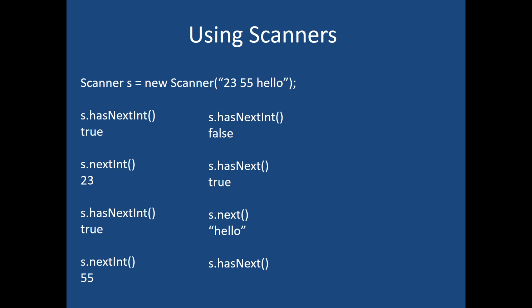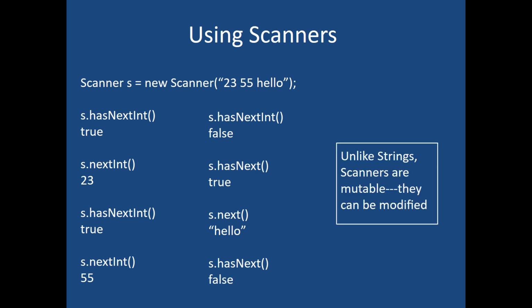What happens when we ask, is there a next token after we've gotten hello out of the scanner? It's going to say false because the internal string is now empty. So this fact that scanners can be changed, the term is mutable. Scanner objects are mutable. You can operate on them and change them. Strings are immutable. There's nothing you do to a string to change it. You can't go in and replace a character in a string. All you can do is make a copy, and that's slightly different.